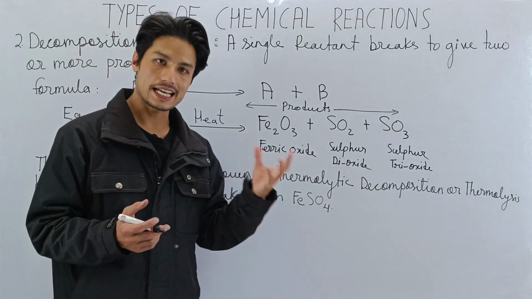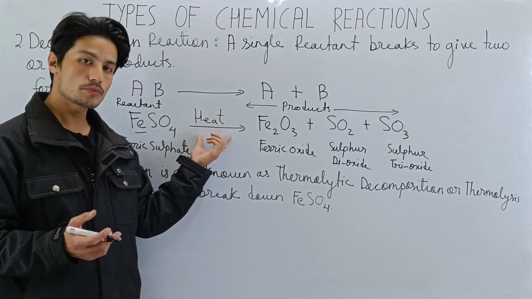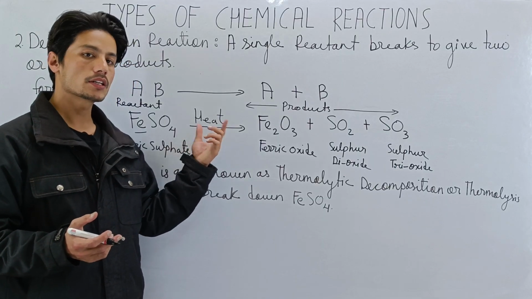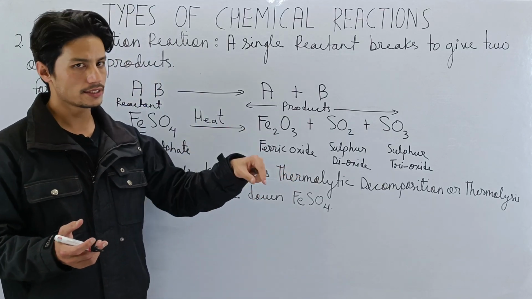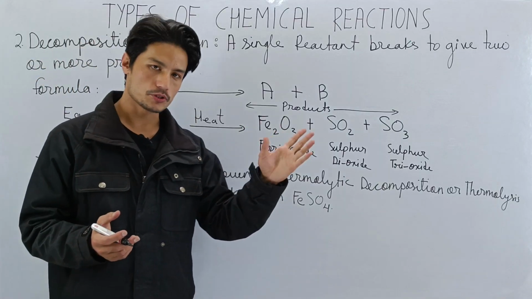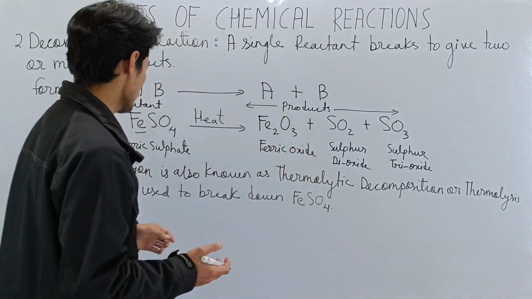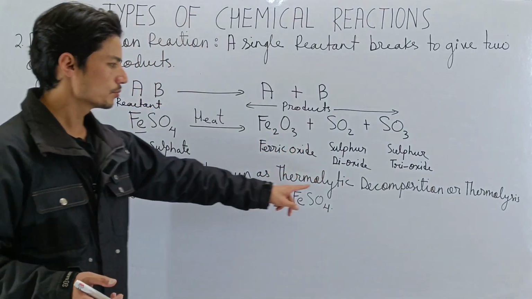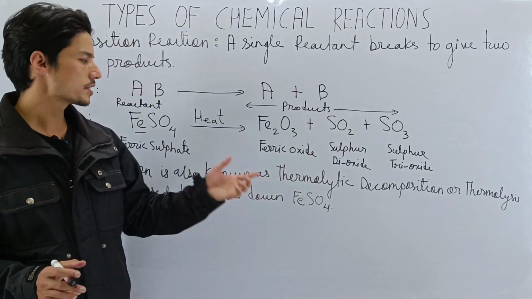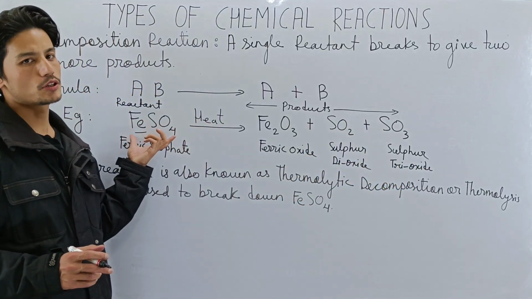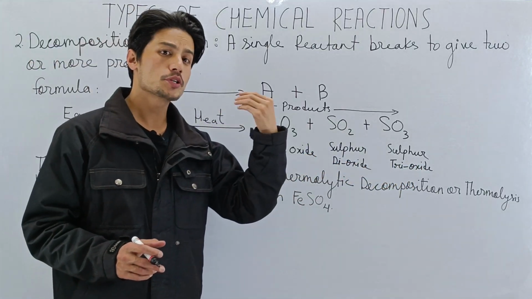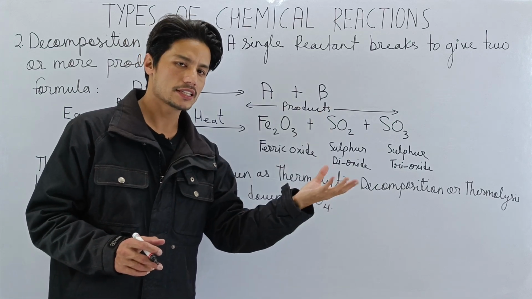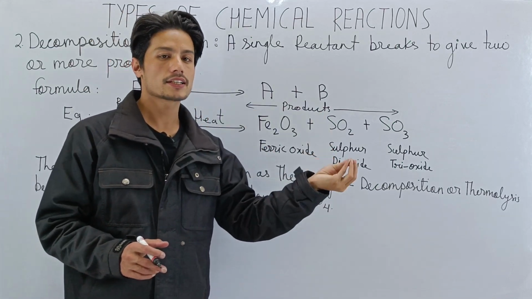And if we use light, because light can also be used to bring about decomposition reaction, then it will be called photolytic decomposition. So these things you have to know. So let's write it down. We have already discussed thermolytic decomposition, which uses heat energy to bring about decomposition reaction. Now, what if we use electricity? If we use electricity, then it will be called electrolytic decomposition.